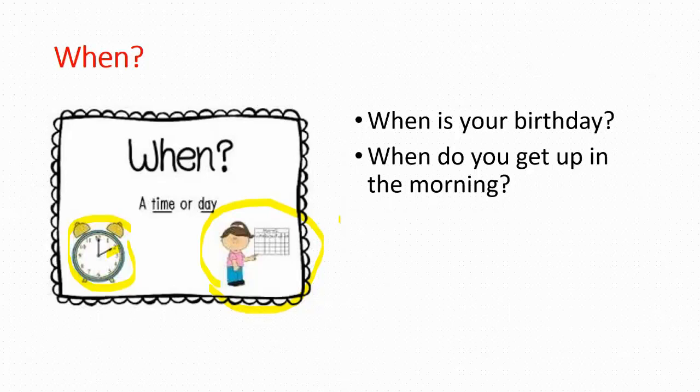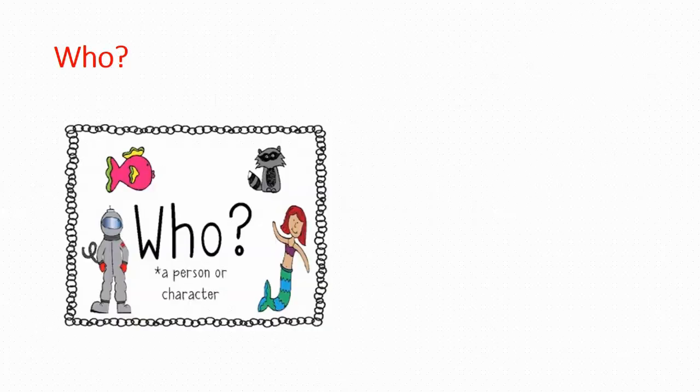Okay, let's go to the next question word. The next question word is who. We use the question word who to ask about a person or a character.